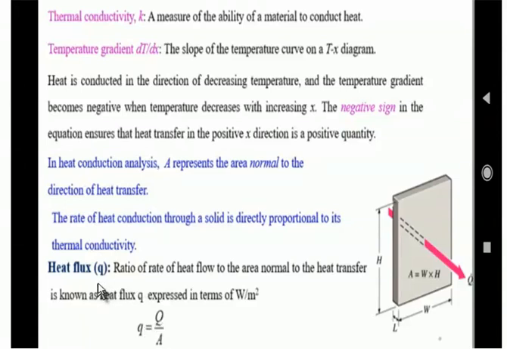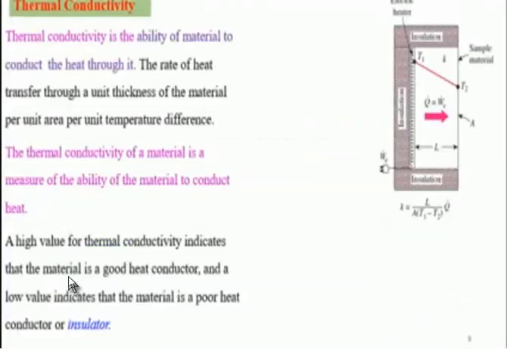That is heat flux, small q, equal to rate of heat flow divided by the area normal to the direction of heat flow. Normal to the direction of heat flow. That will give us the heat flux.